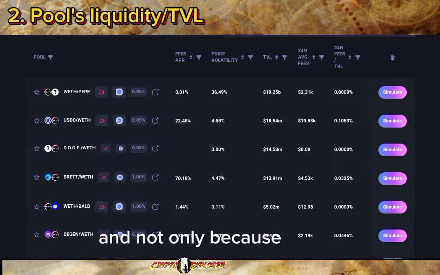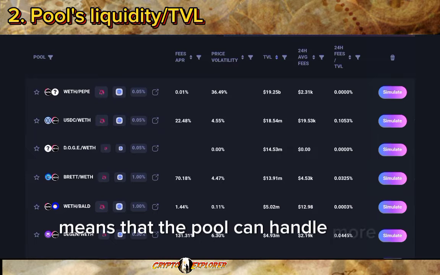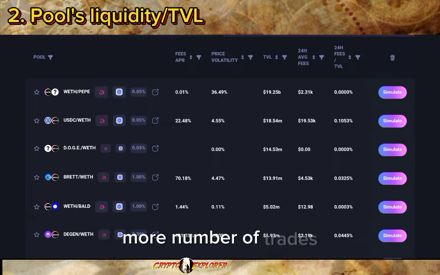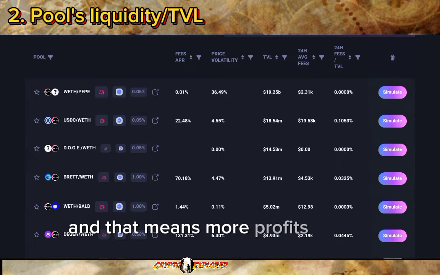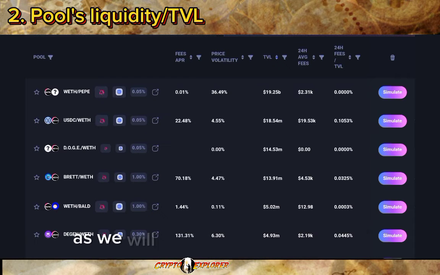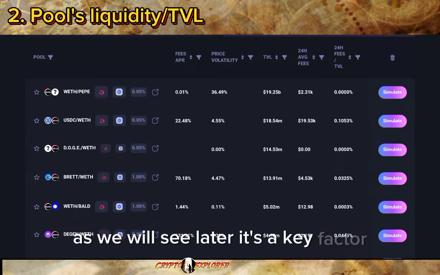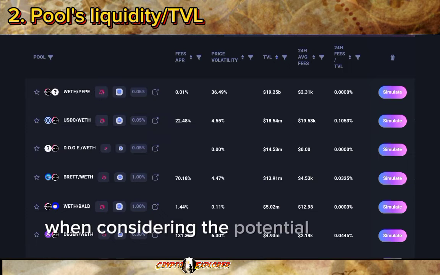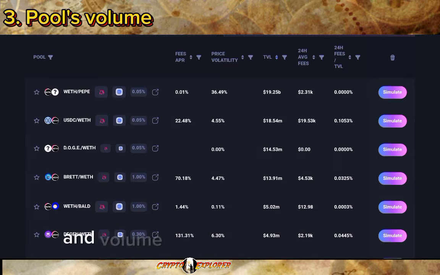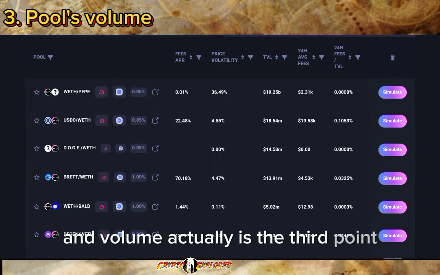And not only because of that, but also deep liquidity means that the pool can handle more volume, more number of trades, and that means more profits for you because volume, as we will see later, is a key factor when considering the potential profits of a pool. And volume actually is the third point I want to share with you.